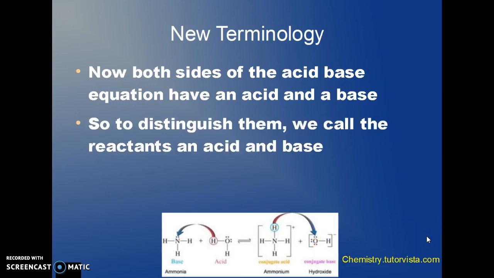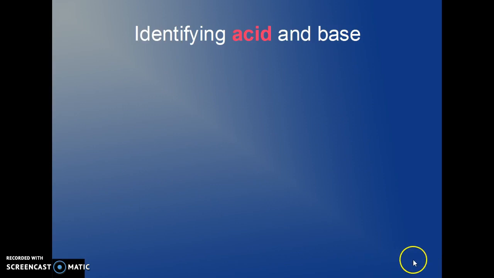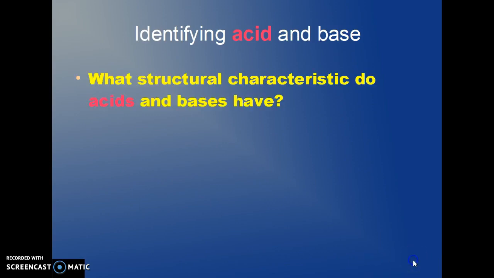So to distinguish them, we call the reactants the acid and the base, and the products we call the conjugate acid and the conjugate base. As you can see, the conjugate acid is made up mostly of the original base, and the conjugate base comes from the original acid. So let's identify acids and bases.